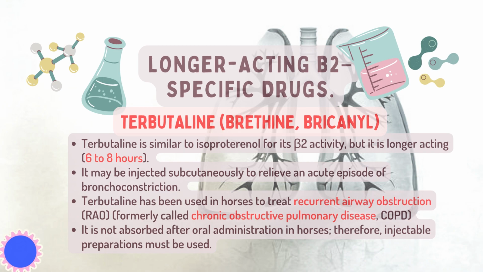Terbutaline is similar to isoproterenol for its beta-2 activity, but it is longer acting, 6 to 8 hours. It may be injected subcutaneously to relieve an acute episode of bronchoconstriction. Terbutaline has been used in horses to treat recurrent airway obstruction, and it is not absorbed after oral administration in horses. Therefore, injectable preparations must be used.